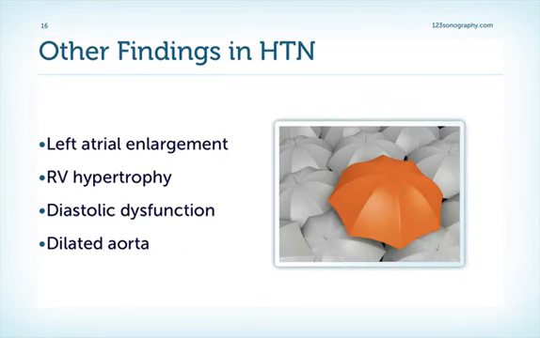I now want to turn away from left ventricular hypertrophy and look at other features of patients with hypertensive heart disease. We've already mentioned that we have left atrial enlargement in these patients. But what is interesting, we also see RV hypertrophy. So interestingly, there also seems to be another reason for the development of hypertrophy aside from the pressure overload of the left ventricle, which also affects the right ventricle. Diastolic dysfunction is a very frequent finding in hypertensive patients, and a dilated aorta as well.